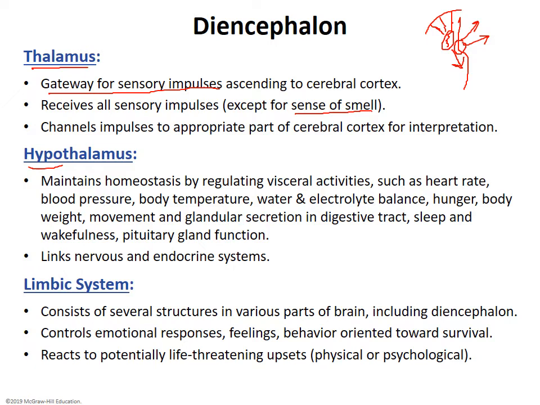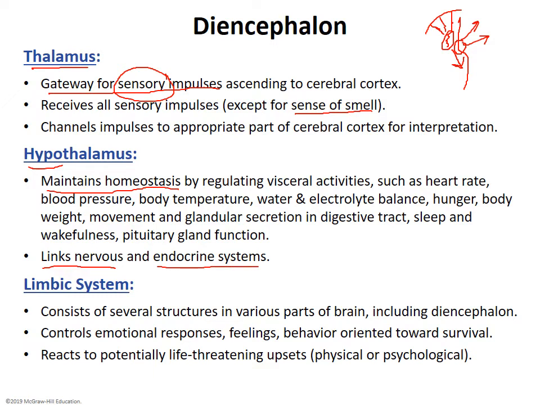So the thalamus is for sensory. That's a big key for this. It's organizing sensory impulses, where again the basal nuclei are for motor impulses. Now the hypothalamus is a huge area of homeostasis. There are two big areas of homeostasis. This is one of them, and we're going to look at the medulla oblongata as another one. But this is big because it is what links the nervous system to the endocrine system.